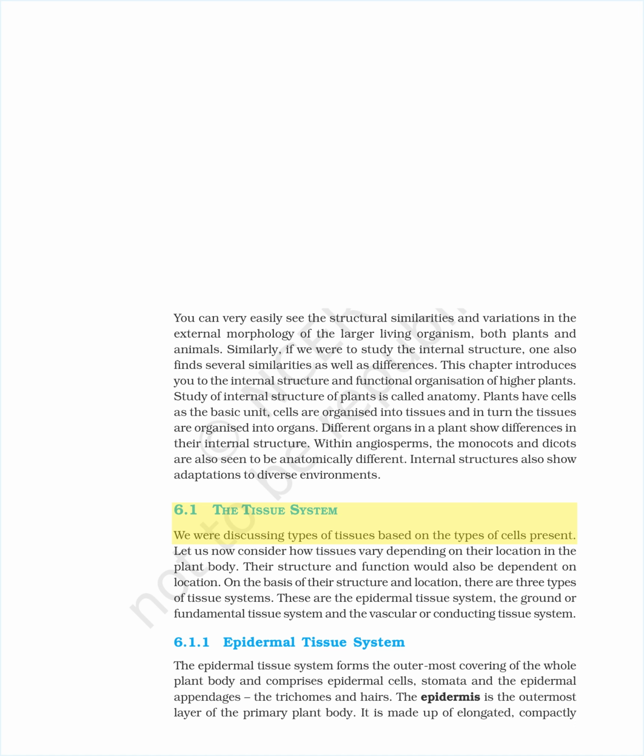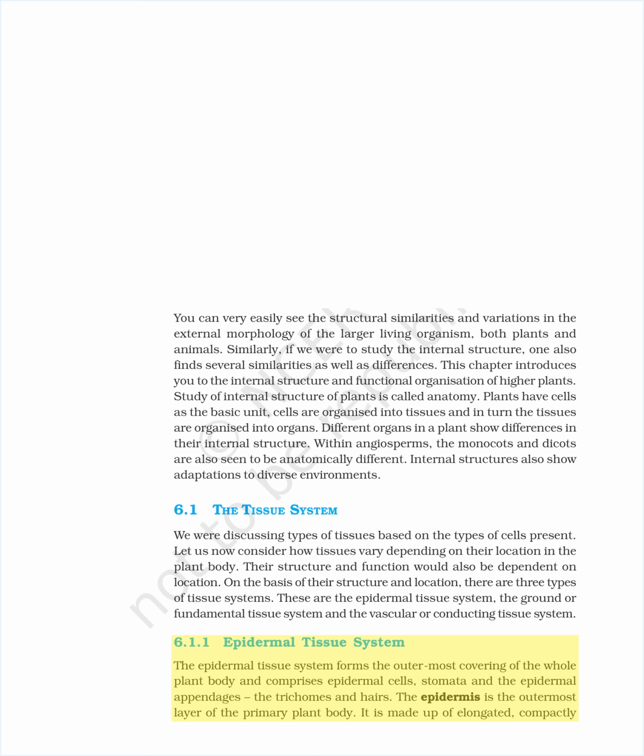June 1, Tuesday, tissue system. We were discussing types of tissues based on the types of cells present. Let us now consider how tissues vary depending on their location in the plant body. Their structure and function would also be dependent on location. On the basis of their structure and location, there are three types of tissue systems. These are the epidermal tissue system, the ground or fundamental tissue system, and the vascular or conducting tissue system.